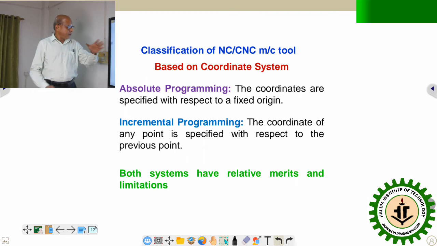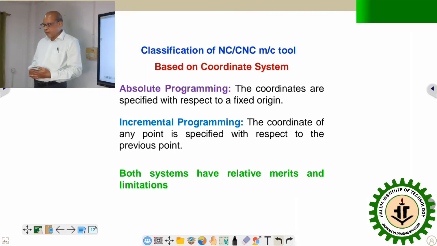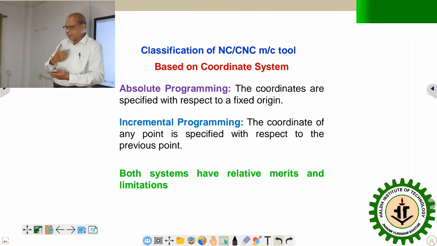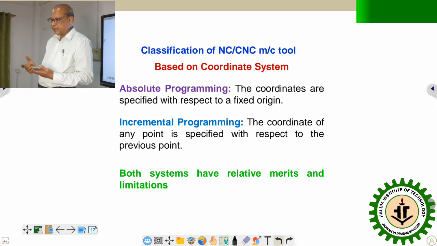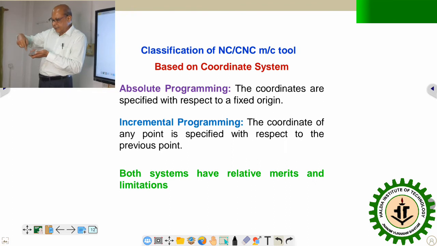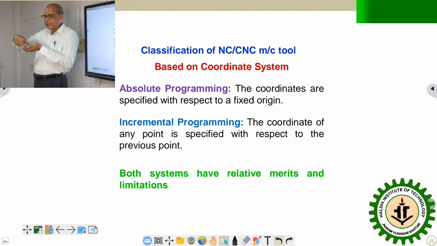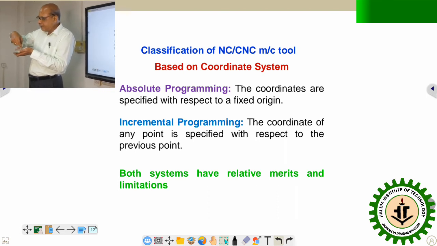Now come to another approach to classification, based on the programming mode. There are two ways you can define the coordinates. One is absolute, another is incremental. What is absolute? It is similar to our conventional graph paper or coordinate system. You first fix your datum; this is x, this is y. If you want to specify the coordinate of any particular point, say 40, 50, that means x along the x-axis is 40, and this is 50.